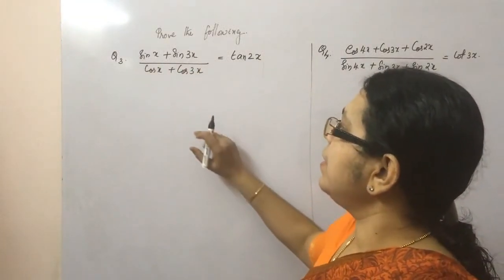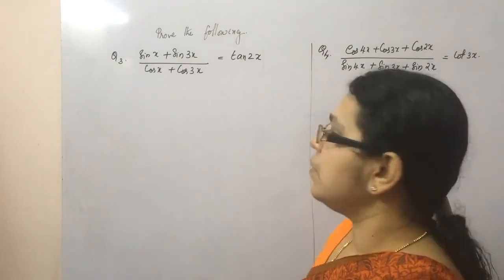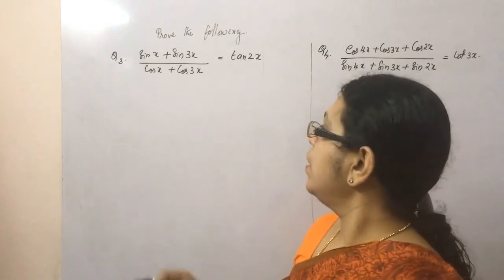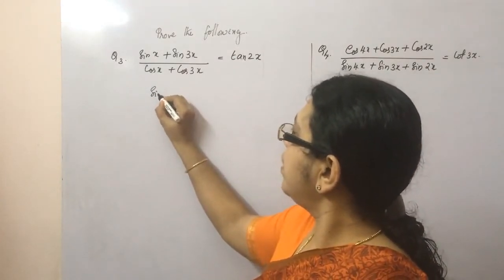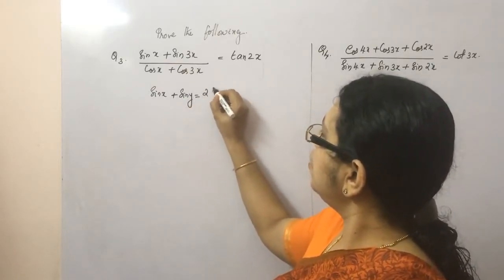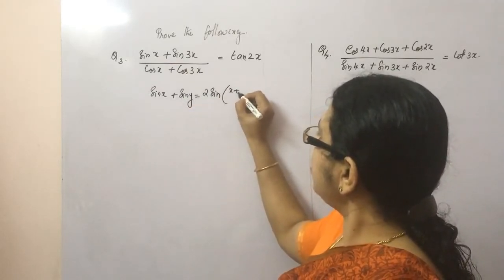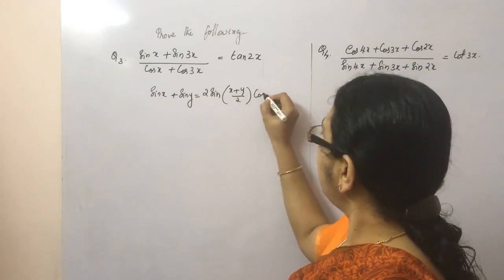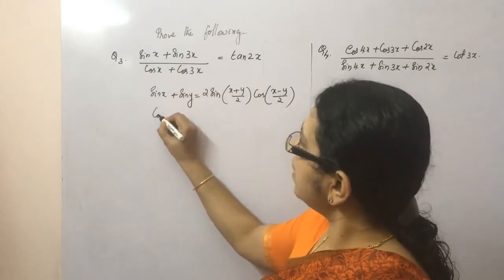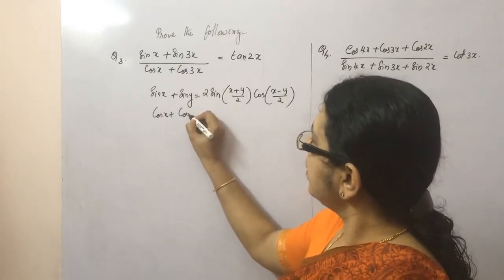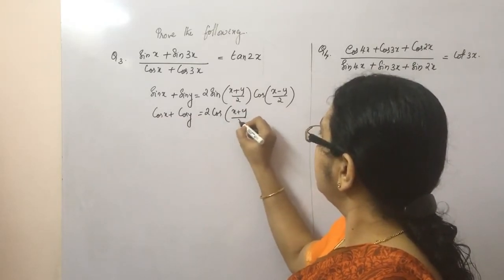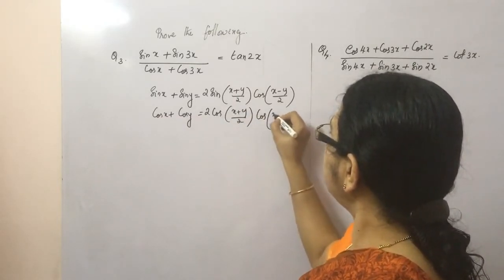sin x + sin 3x divided by cos x + cos 3x is equal to tan 2x. This is the next question that we need to prove. So here I have the formula. What is sin x + sin y? It is 2 sin((x+y)/2) cos((x−y)/2). Further, what is cos x + cos y? It is 2 cos((x+y)/2) cos((x−y)/2).